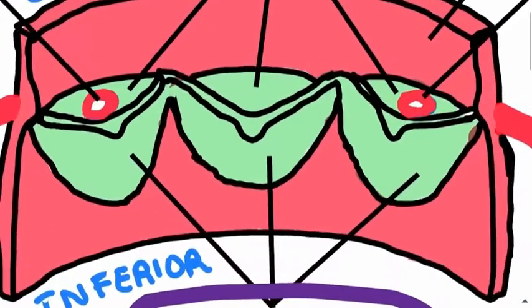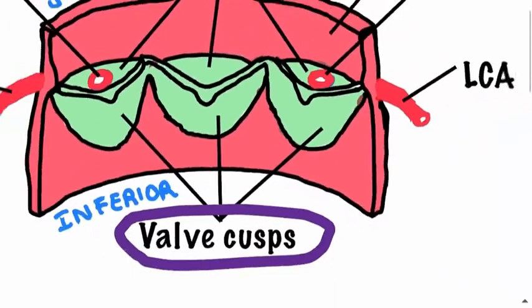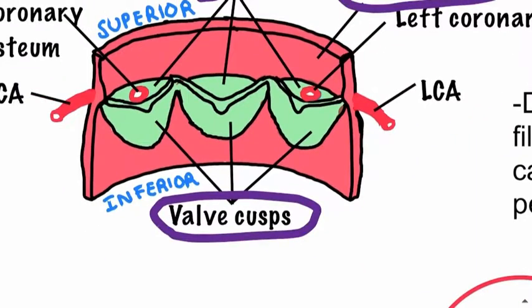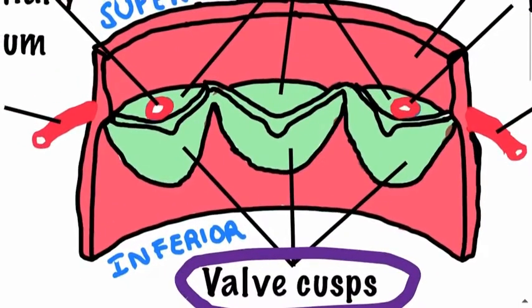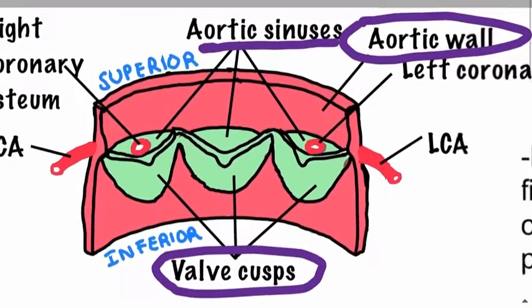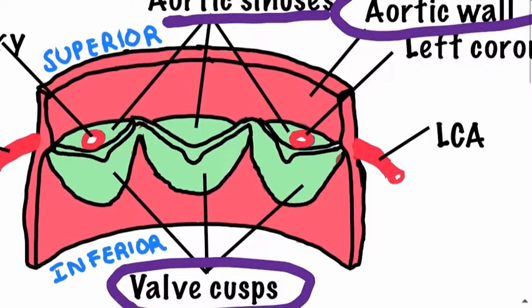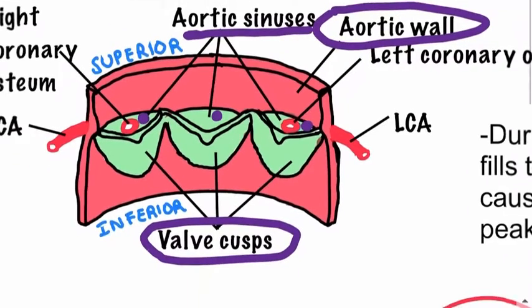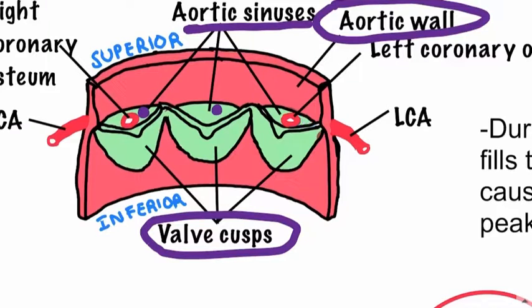So guys, these green flaps are the cusps or the flaps of the aortic valve, and the red one is the wall of the aorta. So between the wall and the cusps, there are dilatations. For example, there's a dilatation at this point, and also at this point, and also at this point. So these dilatations are known as the aortic sinuses.